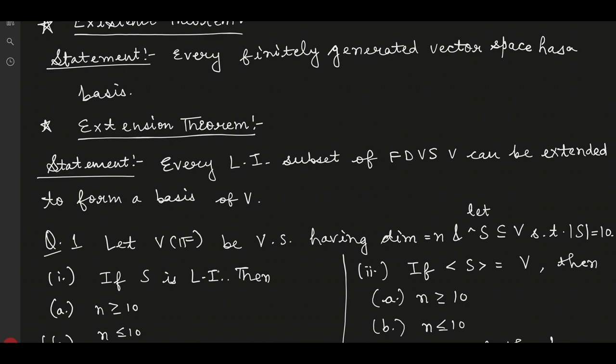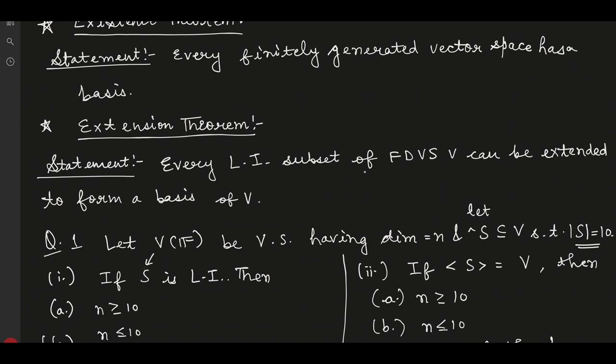Here it is. Firstly, vector space V is a finitely generated vector space. S is a subset of V such that its dimension, or I can say cardinality, is 10. S is LI. I can directly apply the extension theorem here. S is an LI subset of finite dimensional vector space V, so it can be extended to form a basis for V.